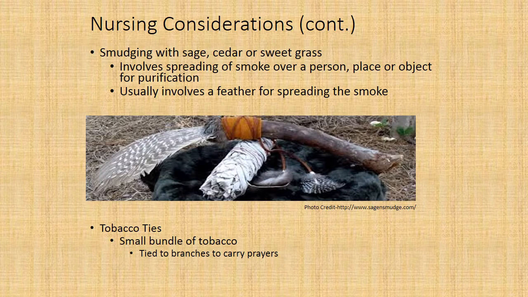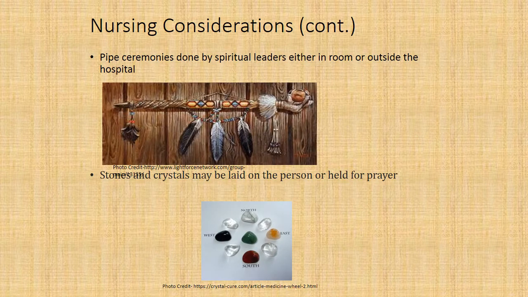We also have smudging with sage, cedar, or sweet grass. This involves spreading of smoke over a person, place, or object for purification, and usually involves a feather for spreading the smoke. And this is something, do we have a place that we can do this in our facility? Are we able to offer them to have this? Tobacco ties, small bundles of tobacco tied to branches to carry prayers, are also different things that we need to be aware may be coming with our patient when they enter our facility. Again, being aware of what your facility can handle.